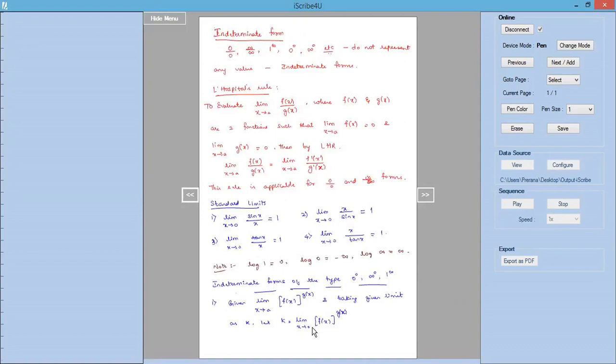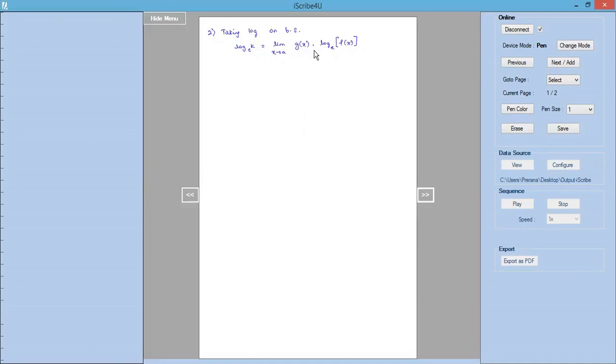We are using the rule log m power n is equal to n log m. That is how we get g of x into log of f of x. And in step 3, the right hand side limit, after evaluation, we should reduce to 0 by 0 or infinity by infinity form. After reducing to 0 by 0 or infinity by infinity form, we apply L'Hopital's rule to evaluate the given limit. That will fetch us the right hand limit, say L.